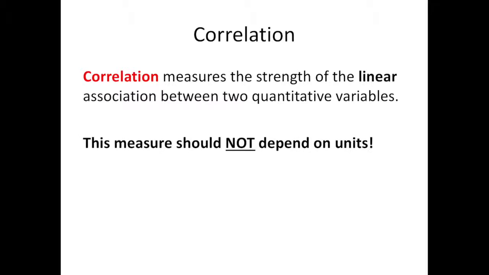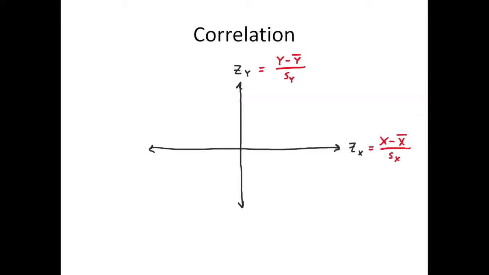Now, a key feature of correlation as it comes to measuring the strength of a linear association is that this measure should not depend on units. We're focusing here on miles per gallon and weight in thousands of pounds. Now, if I were to change the units on the y-axis from miles per gallon to kilometers per liter, I don't want my measure of strength to change as well. So in other words, when we talk about how to come up with this measure, we can look not at the original units, but at standardized units.